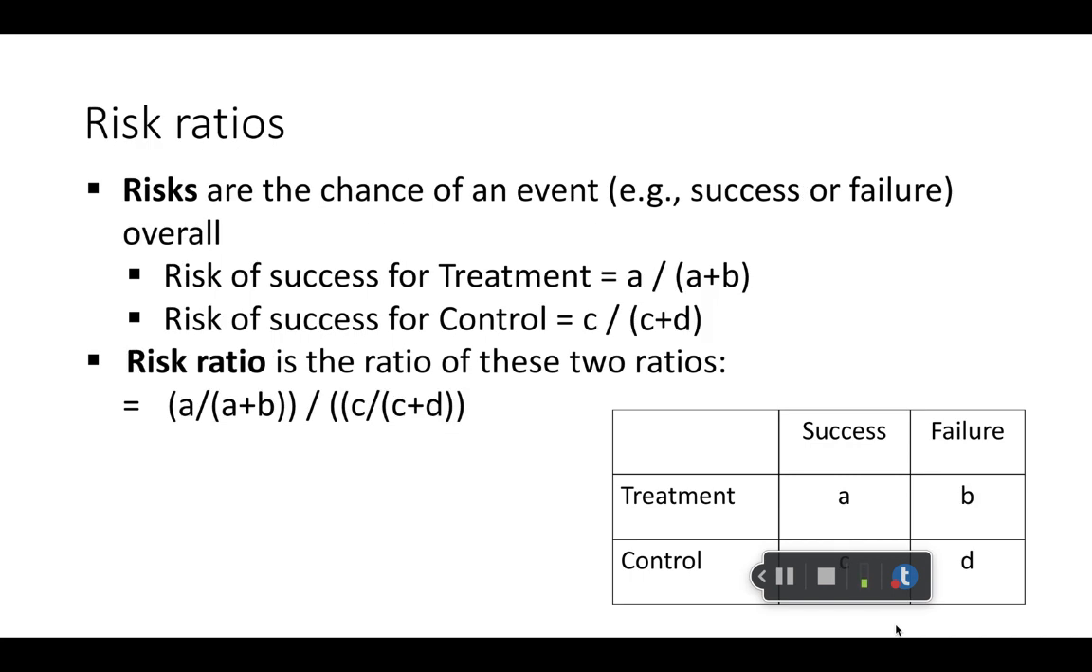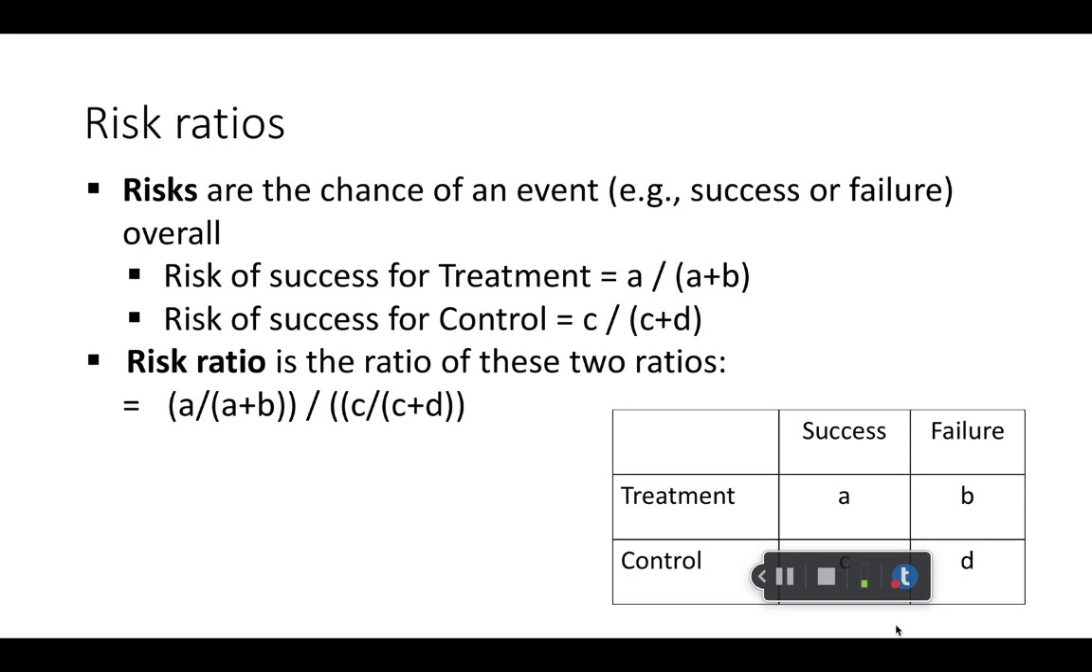Let's now look at risk ratios. So risks are a little easier for me to think about anyway. Risks are the chance of an event, either success or failure in this case, the chance that will happen overall. So the risk of success for the treatment group is A divided by the total of cases in that group, A plus B.